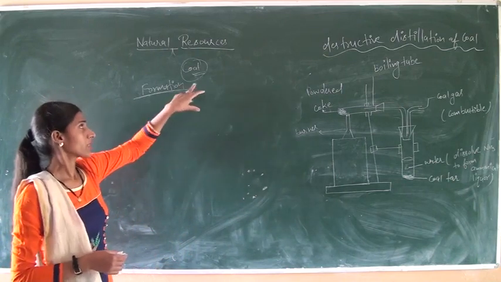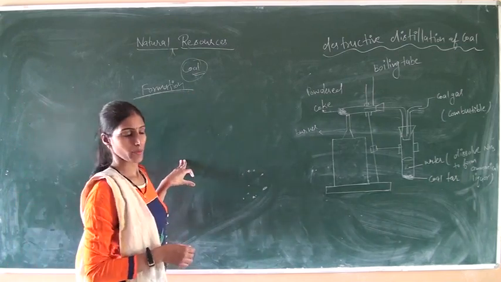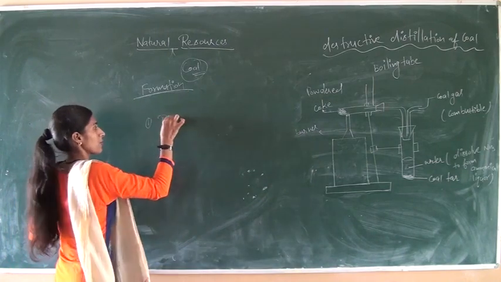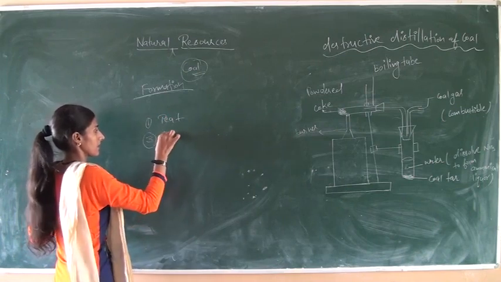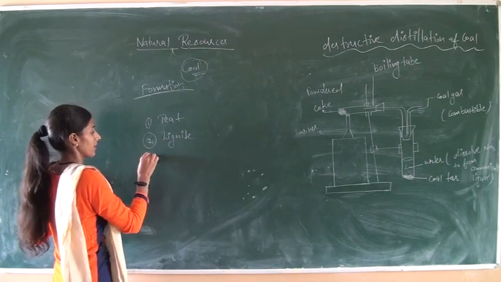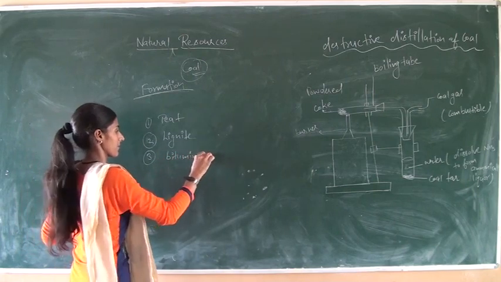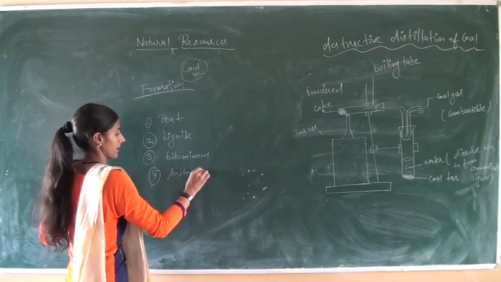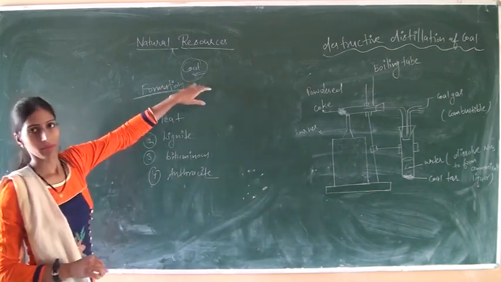Okay. Now this coal is found in four forms. That is, first one is peat, second one is lignite, third one is bituminous, and fourth one is anthracite. These are the four main forms of coal.